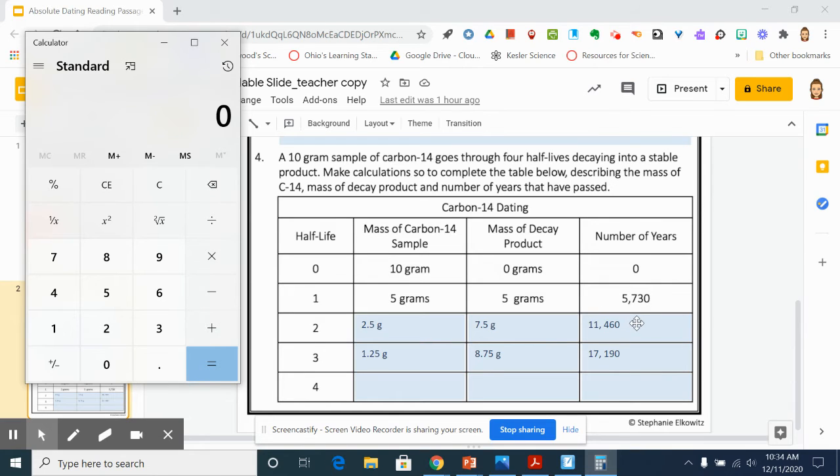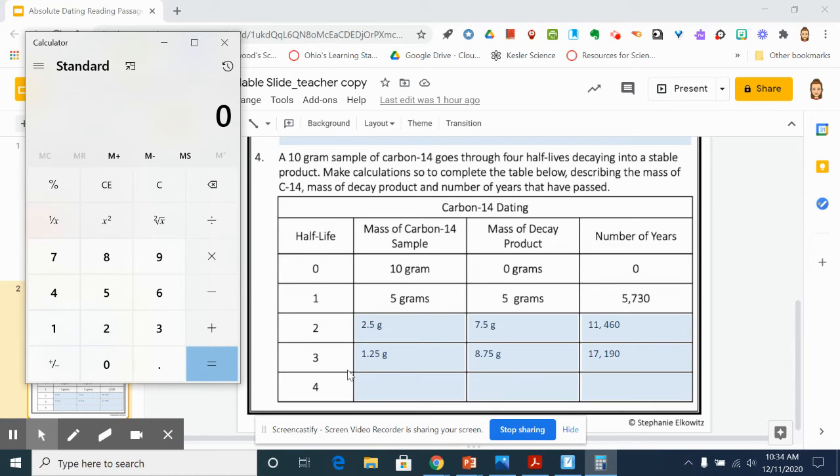Okay, good. Now, how did we figure out the number of years that it took for this to occur? We know that 1 half-life of carbon-14 is 5,730 years. So we're going to take this number and multiply it by 2 in order to get 11,460 years. All right, I hope that makes sense.